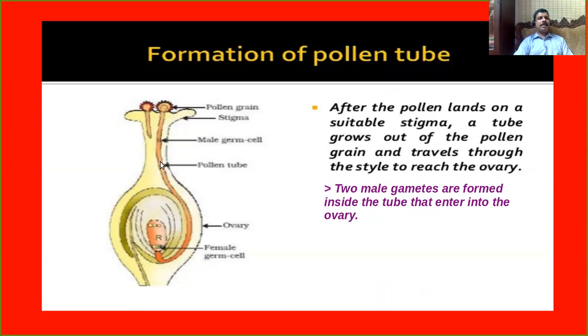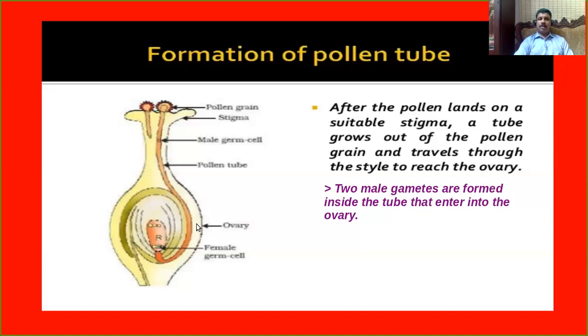Two male gametes are there. Two male gametes are formed inside the tube that enter into the ovary. Now, as a result of the development of the pollen tube that had entered into the ovule, the situations are ready for fusion. What is the fusion? That means the fusion between male gametes and female gametes.